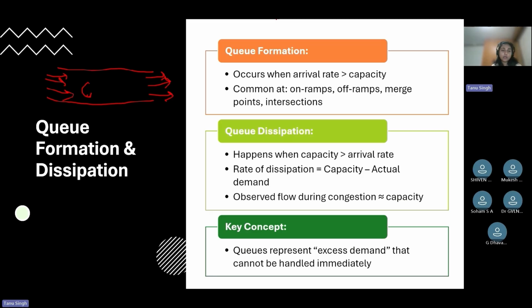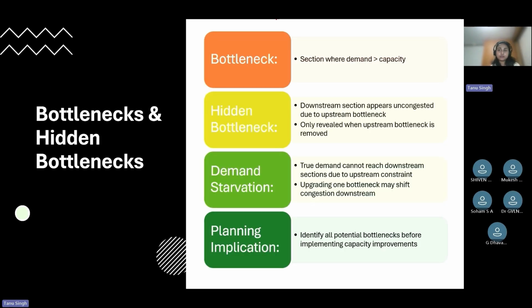Now coming to the bottleneck conditions. A bottleneck is a section of road where demand exceeds the capacity. Similarly, when the demand is greater than capacity, we say that the road is being bottlenecked. Then a hidden bottleneck is a condition in a downstream section that may appear uncongested because an upstream bottleneck limits the traffic reaching it. You won't notice the congestion until the upstream problem is solved.